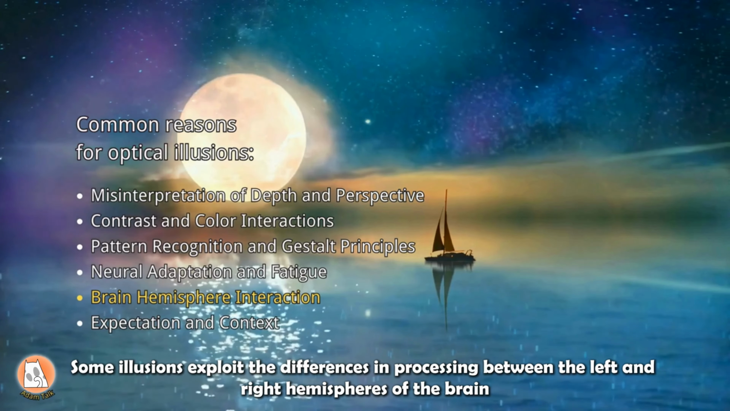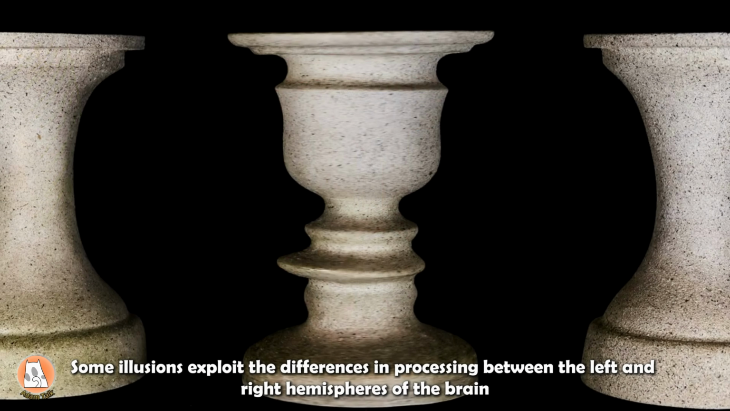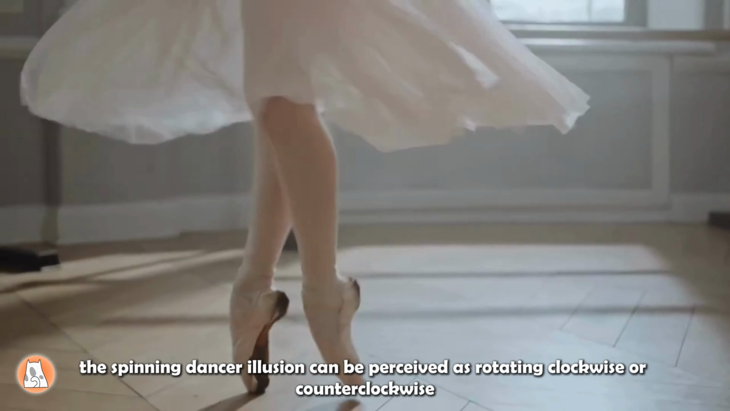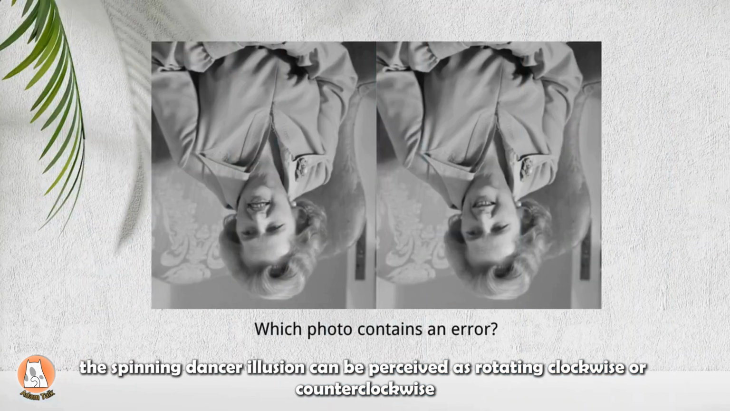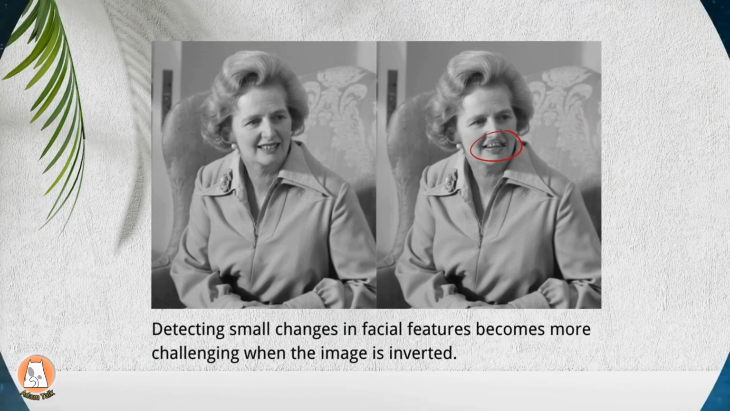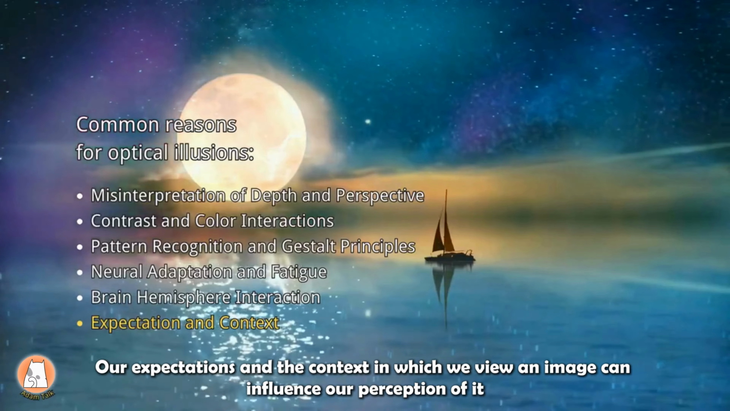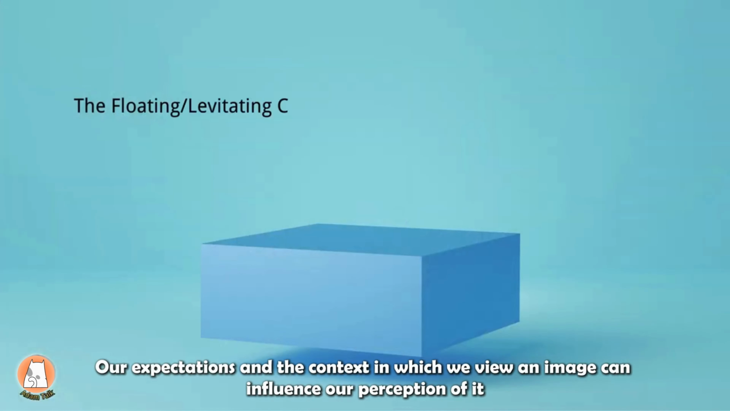Some illusions exploit the differences in processing between the left and right hemispheres of the brain. For example, the spinning dancer illusion can be perceived as rotating clockwise or counterclockwise, depending on which hemisphere dominates the interpretation. Our expectations and the context in which we view an image can influence our perception of it.